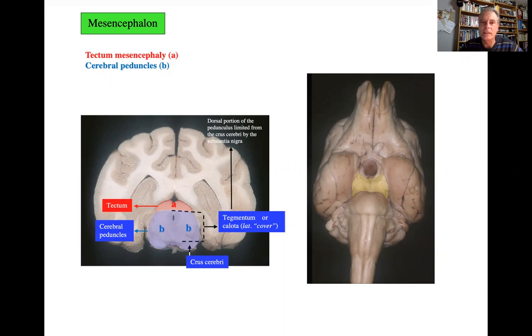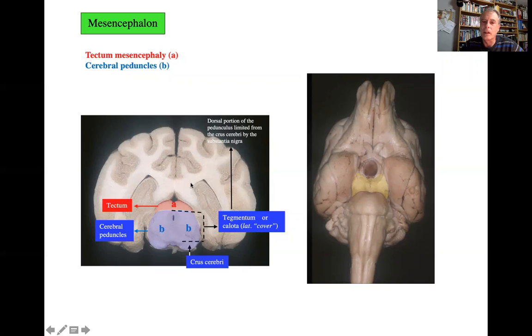The mesencephalon. The mesencephalon is divided into two portions, the tectum and the cerebral peduncles. Here you have a transverse section of a dog's brain at the level of the mesencephalon. Okay, what do you have? First, before going to the mesencephalon, what do you identify here?